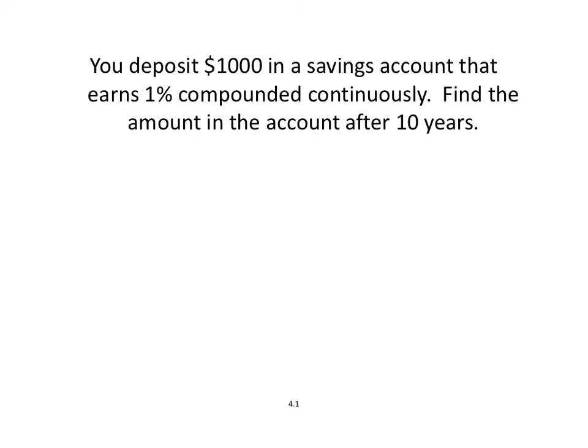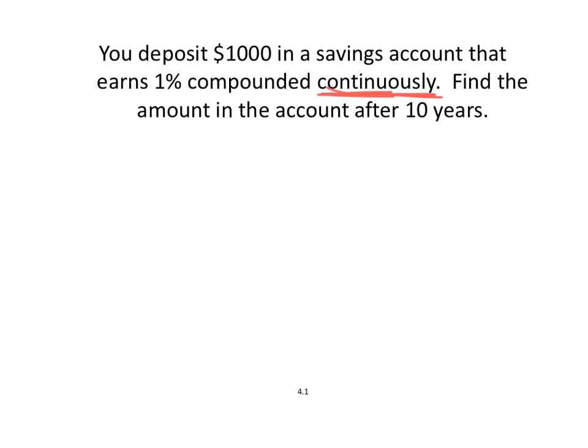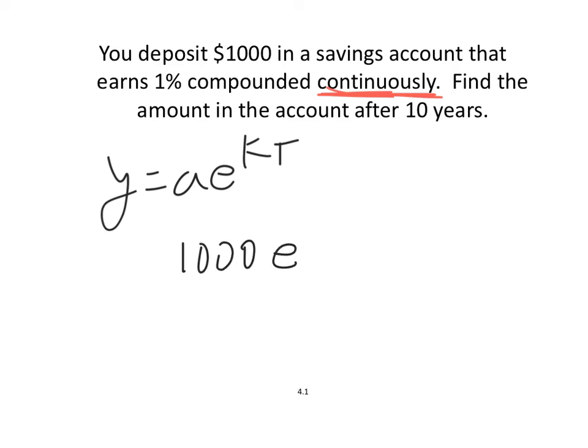So now, what's different about this problem? See where it says compounding continuously? So this is not an annual rate. This is a continuous rate. So now we're going to be using that y equals a e to the kt formula. And so we'll start with $1,000, e raised to the 0.01 times 10. And you'll see that the number of compounds will have a slight effect on it.